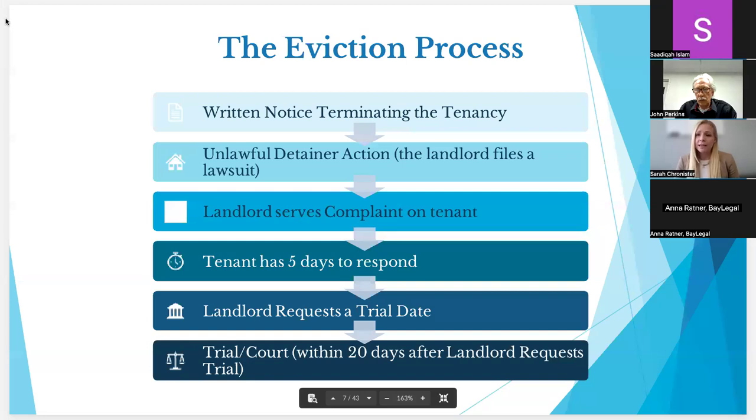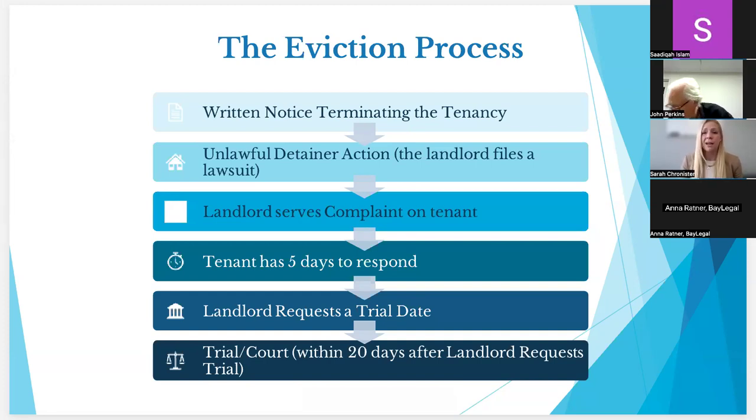When and if a tenant does respond to the eviction, it is now back in the landlord's court to move things forward. And they do this by requesting that the case be set for trial. It's on the landlord to request this. And once they do make that request, typically trial is set within about 3 weeks. So again, if we're thinking big picture, start to finish, this might look like a couple months.